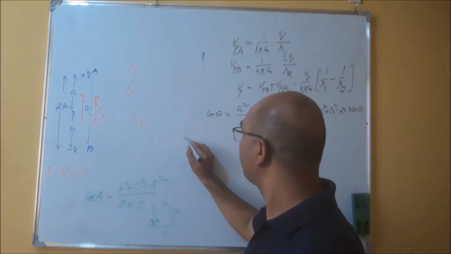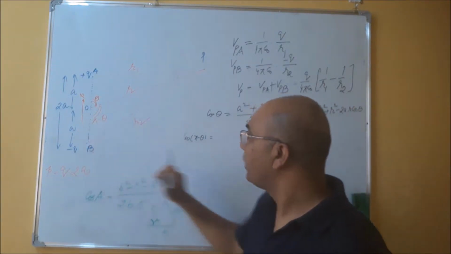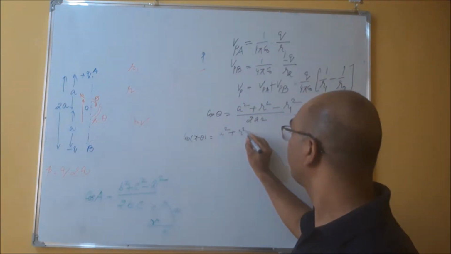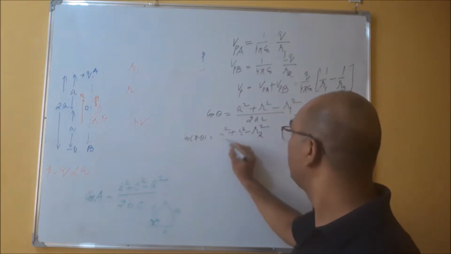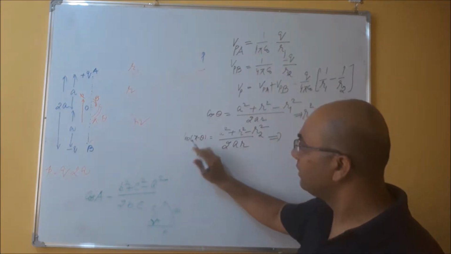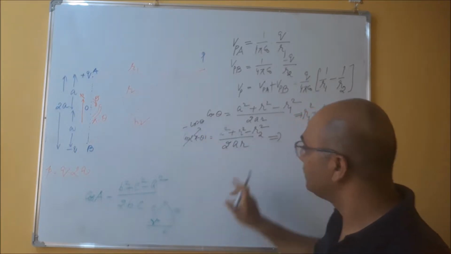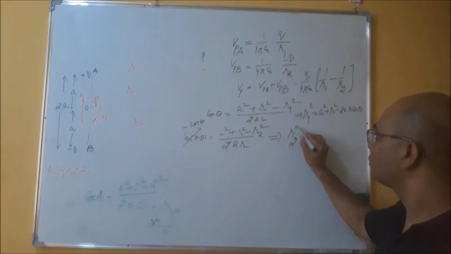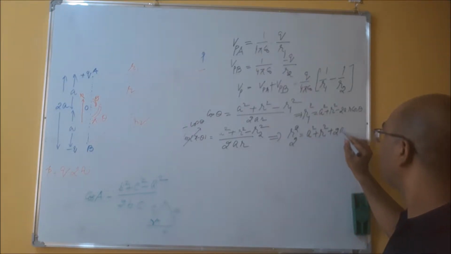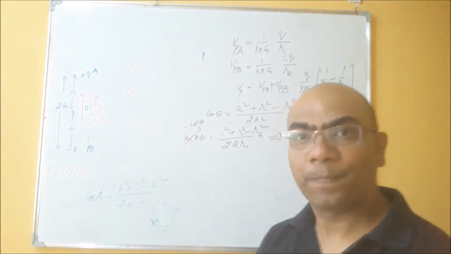So cos pi minus theta is given by A square plus R square minus R2 square divided by 2AR. And since cos pi minus theta is minus cos theta, when you solve this, you will get R2 square is A square plus R square plus 2AR cos theta. This is clear?